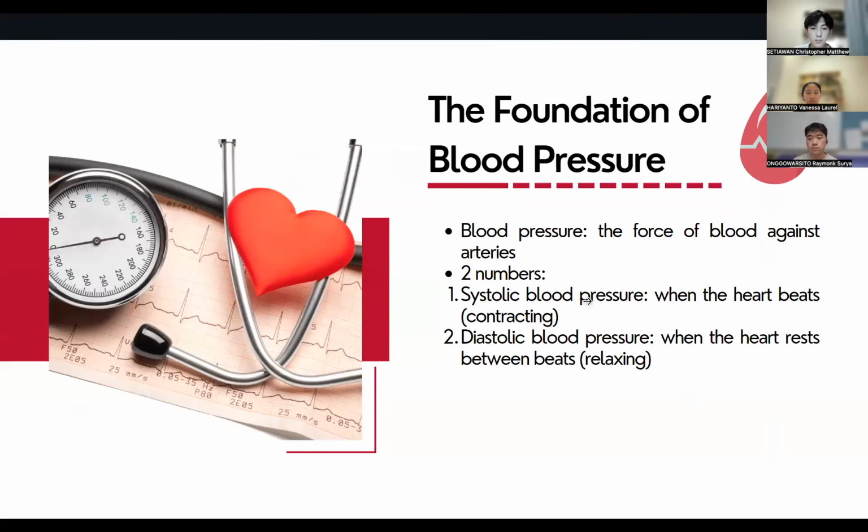Next, I'm going to explain the foundation of blood pressure. Blood pressure is the force of blood against the artery's wall and is detected in two numbers. The first one is the systolic blood pressure, which is when the heart beats, or when the heart muscle is contracting. And the second one is the diastolic blood pressure, which is when the heart rests between beats, when the heart muscle is relaxing.